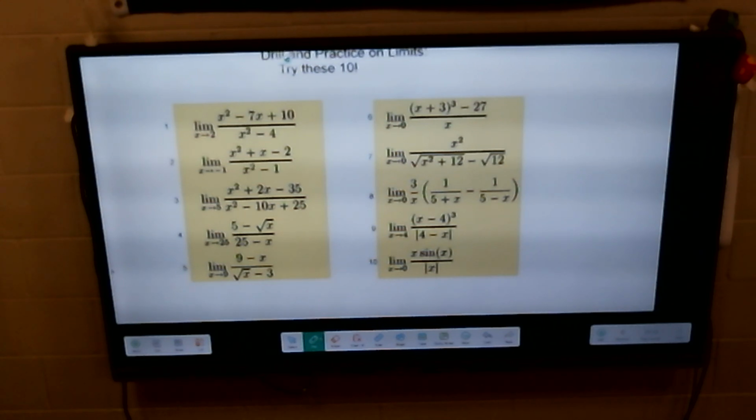I've plugged in numbers and I got 1 over 7, then 1 over 8, then 1 over 9. What numbers did you plug in? I plugged in 4, 9, and 16 because they're perfect squares. Then I got zero. Well, because they're getting big. You can plug it in. Let's see what you get. If you plug in 4, then you get 3 over 21.